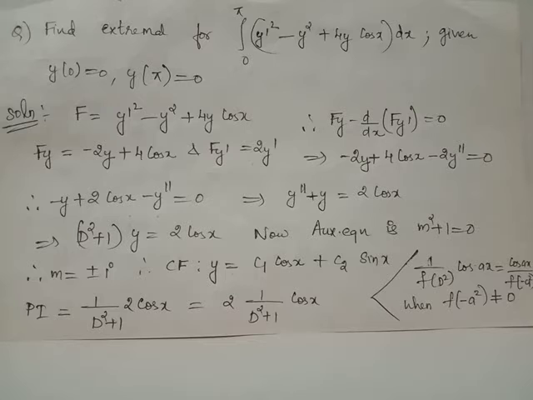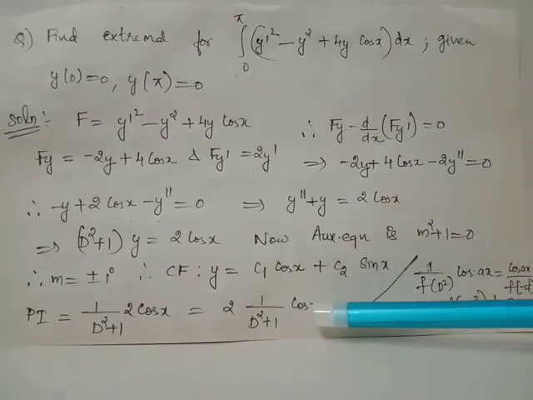x. Whenever you have 1 by f of D square acting on cos ax or sin ax, you have to replace D square by negative of a square, where a is the coefficient of x in the expression of cos ax. This is valid whenever f of negative of a square is not equal to 0.